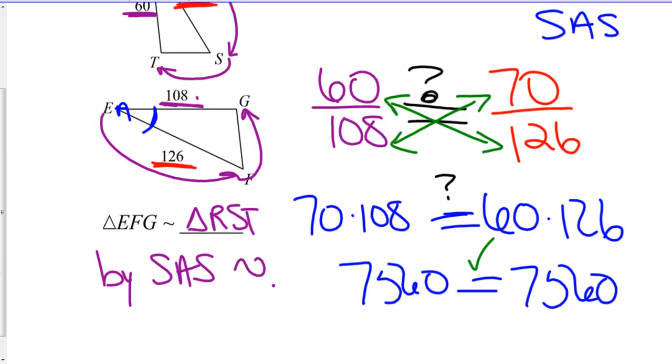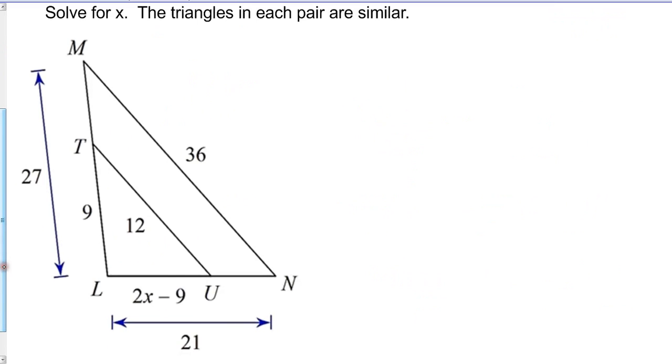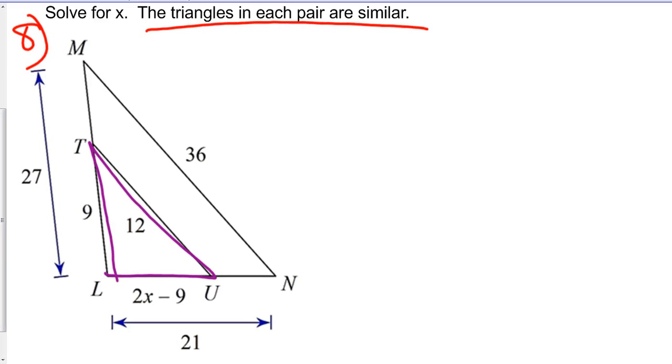Now, let's take a look at a problem on the back of our page. This is number 8, and we are going to solve for x. The triangles in each pair are similar, so we don't have to figure out if they are similar. We already know that triangle LUT is similar to triangle LNM. So all we have to do now is solve for x.